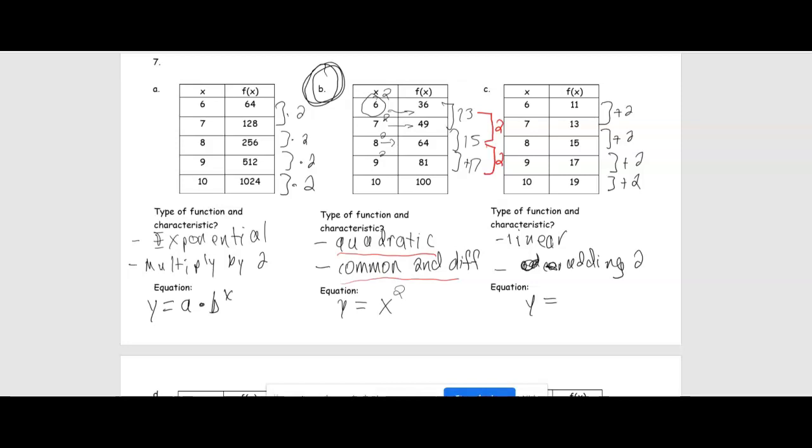I'll go. Okay, what do you got, Cam? You're a brave man. Y equals 64 times 2 to the power of (x minus 2). That's beautiful, Cam. That's beautiful.